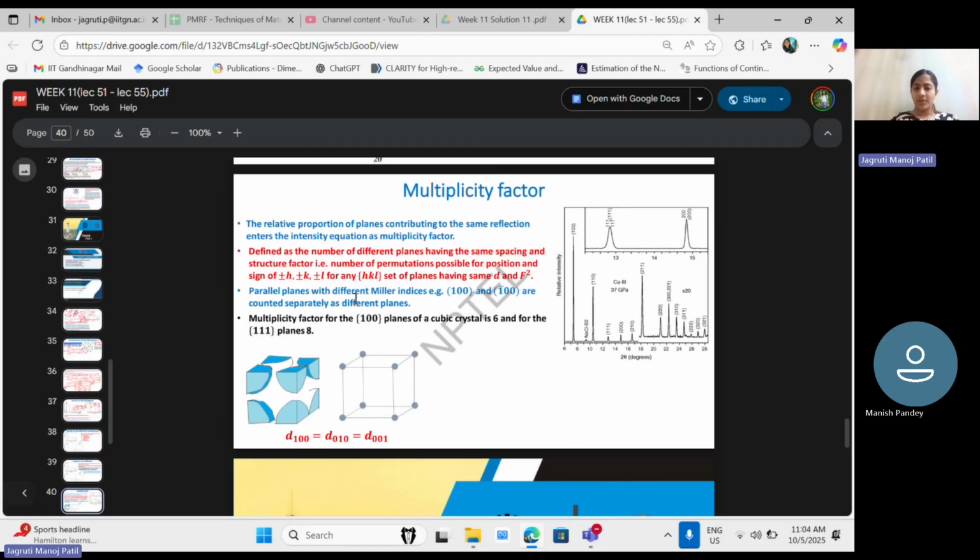If you consider the factor for this particular plane, that is 6, whereas the other one is nothing but 8 planes. So till now, I hope you know those. And if you have a crystal like this one, a face-centered or a body-centered one, you have all the 100, 010, or 001 as equal in all of those cases.